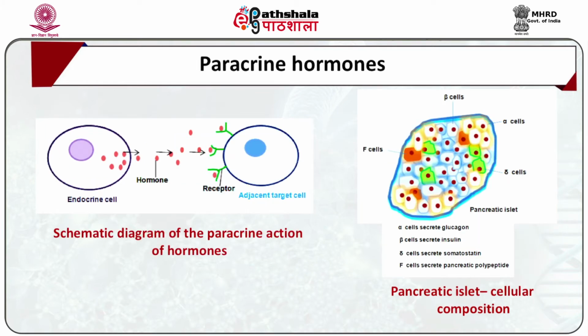Paracrine hormones. Paracrine hormones, taken from the Greek word para, which means adjacent, crines, which means secrete. Paracrine hormones are local hormones secreted by one type of cell and act on another type of cell that are adjacent to their site of synthesis.